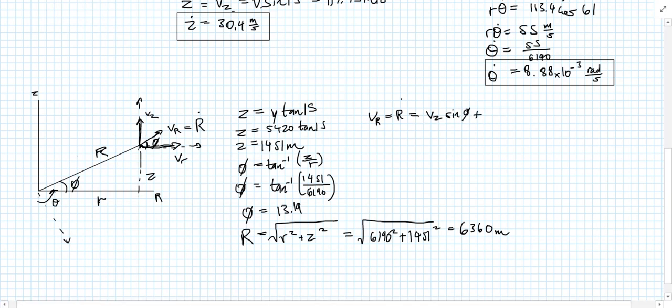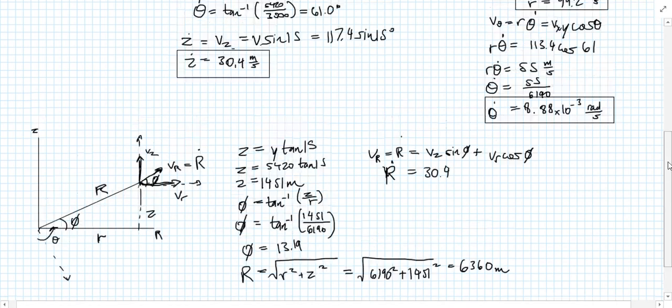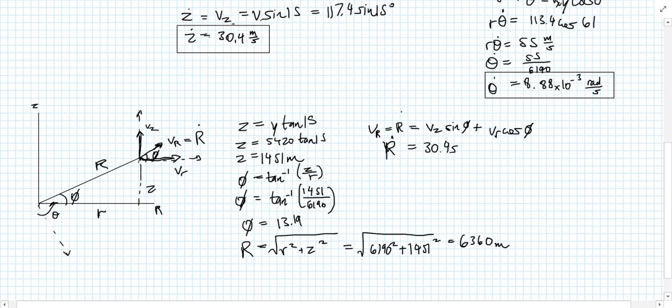Plus VR times cosine of phi. That should give us the components of both of these along this line, along the center line between the plane and the point, the origin. So R dot is going to be equal to VZ, which is 99.2 times, okay, I got this backwards. VZ, which is 30.4 times, yes, which is right here.